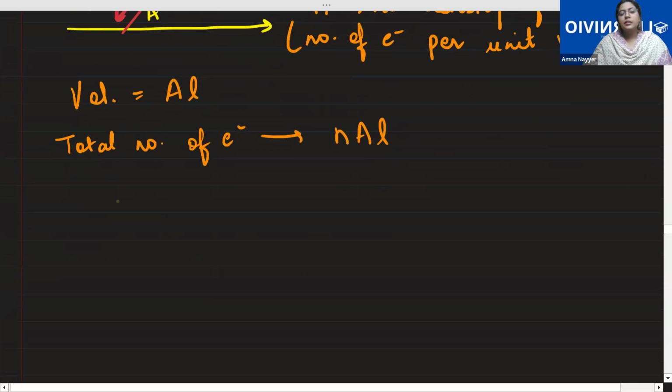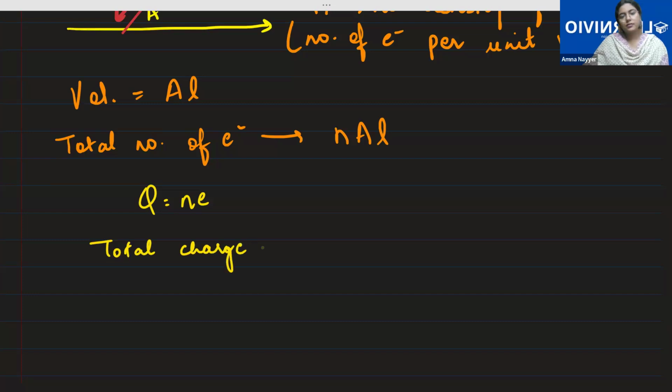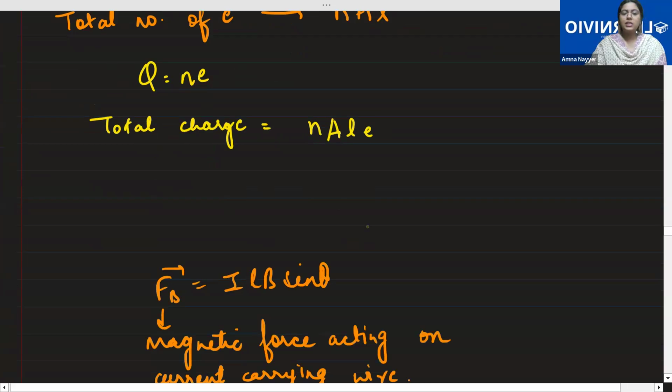Now, if we have the total number of electrons as nAL and we use the quantization of charge, Q is equal to Ne. So the total number of electrons is nAL, the number of electrons multiplied by the electronic charge e. So the total charge will be nAL into e. This is the total electronic charge that is present.